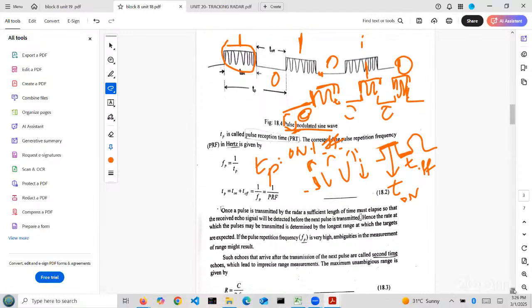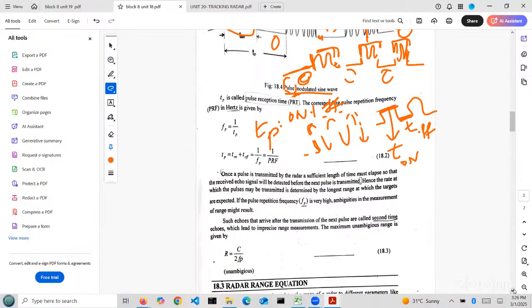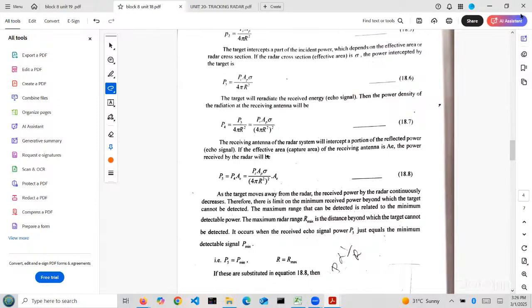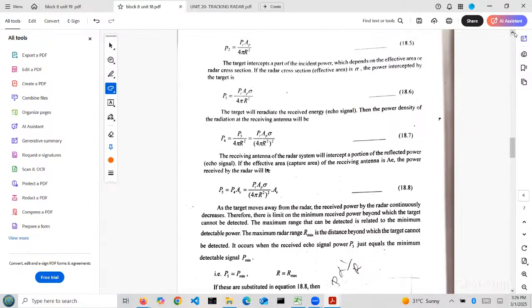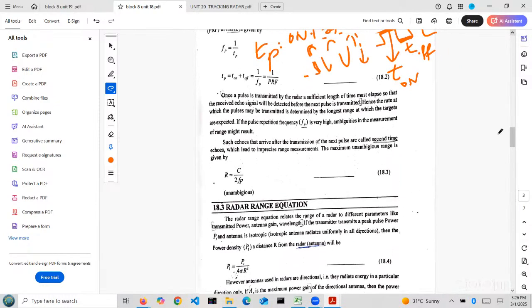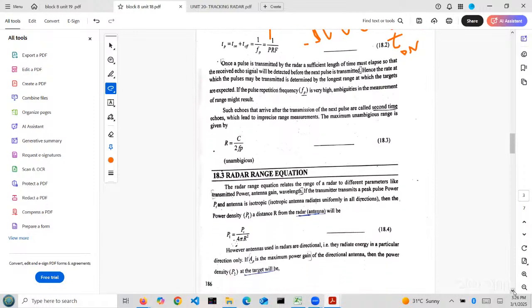In radar range equation, the next topic we will see is the radar range equation. We can expect this as an essay question from this block.